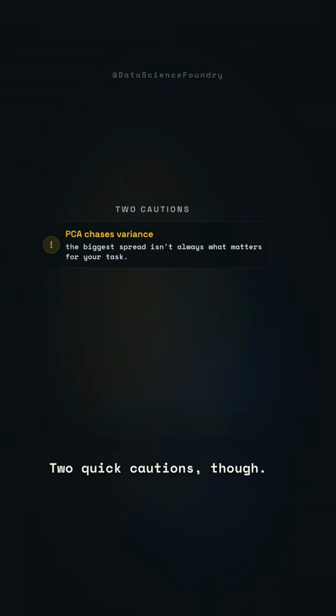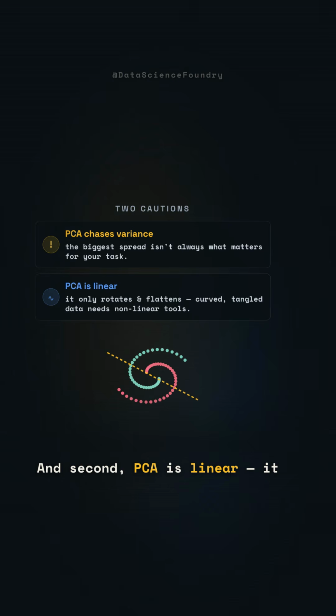2 quick cautions, though. First, PCA only chases variance, but the direction with the biggest spread isn't always the one that matters most for your task. And second, PCA is linear. It can only rotate and flatten. So data with curved or tangled structure may need nonlinear tools instead.